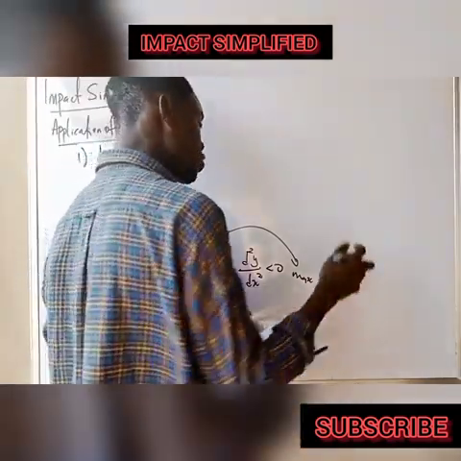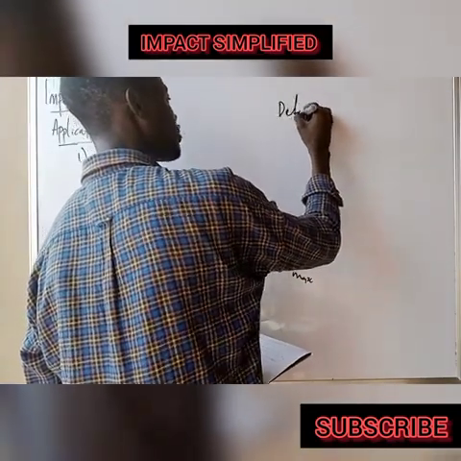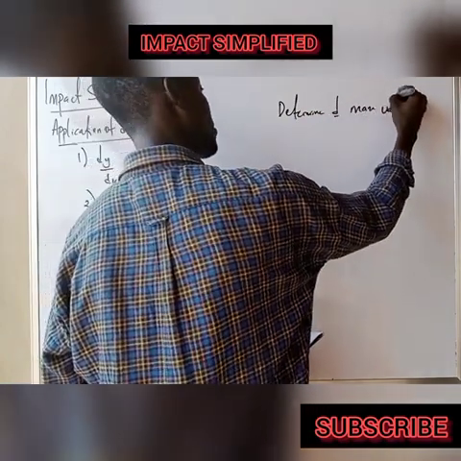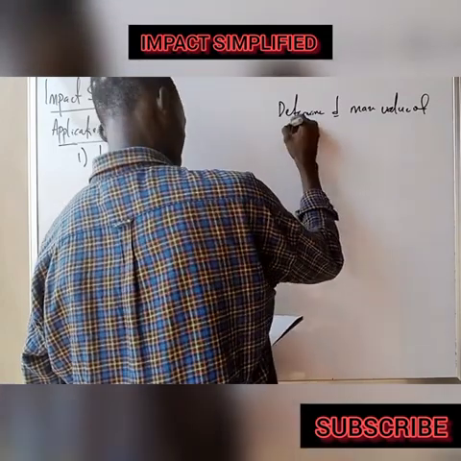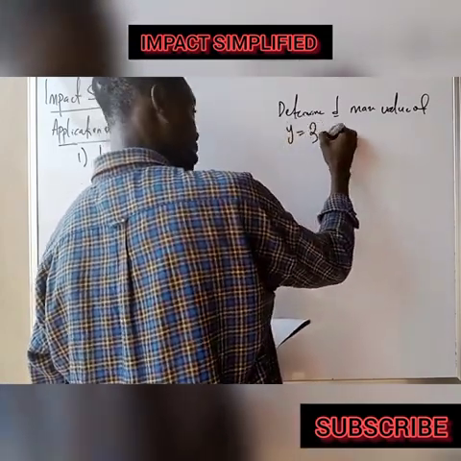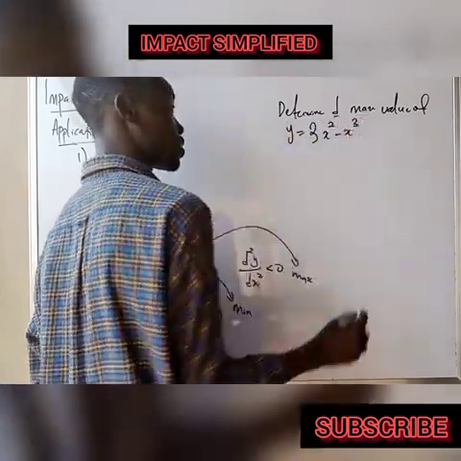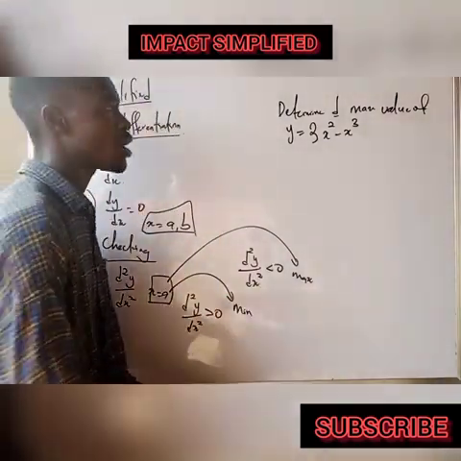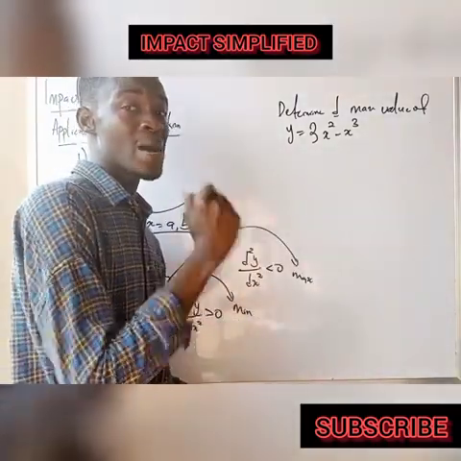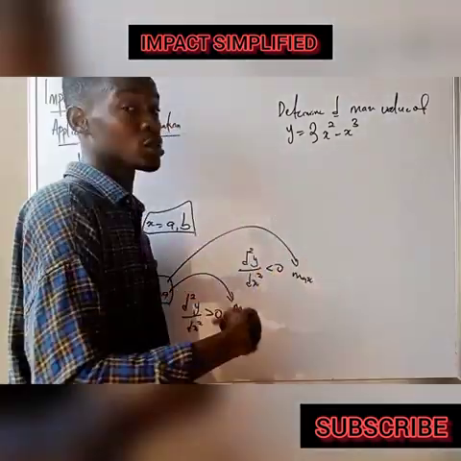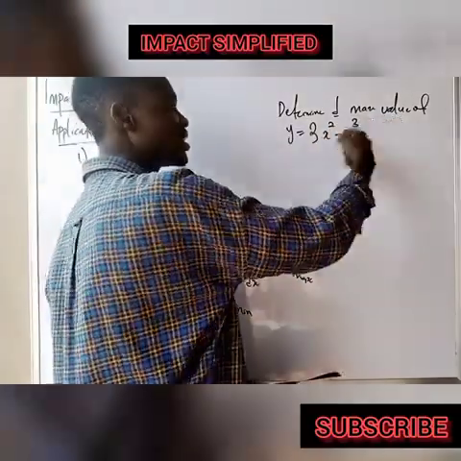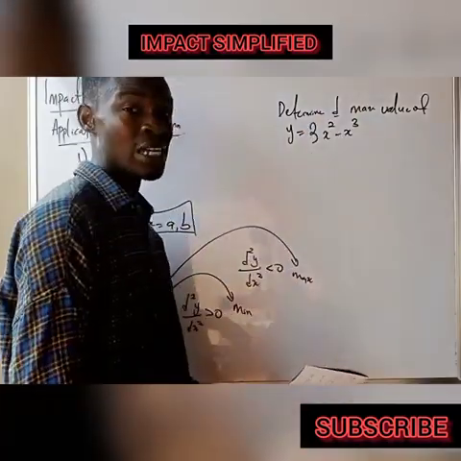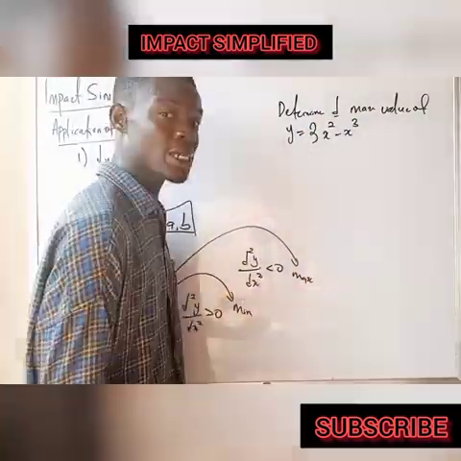Let's solve a few questions. They said determine the maximum value of y is equals to 3x squared minus x cubed. So for this, they said find the maximum value. We have known that when we are talking of maximum value, it is the nature of y. But without getting the value of x that will give us the maximum, we cannot get the maximum value. So that means we need the x maximum.